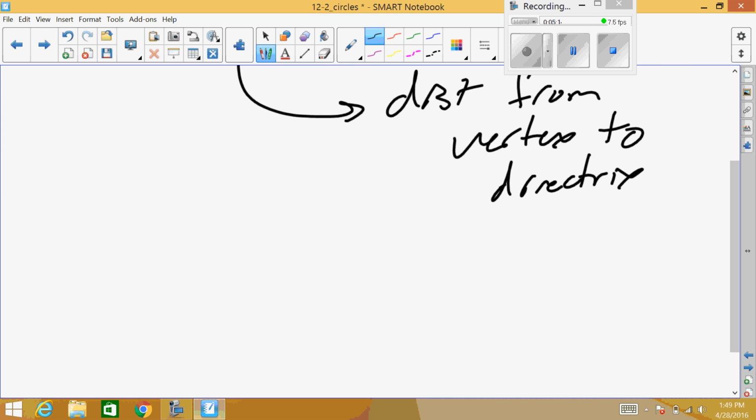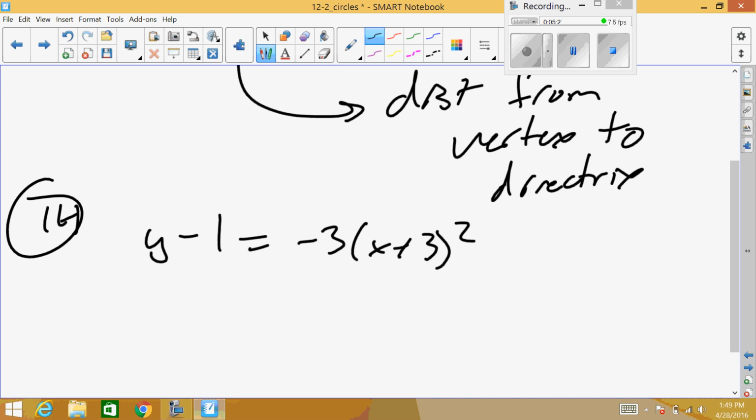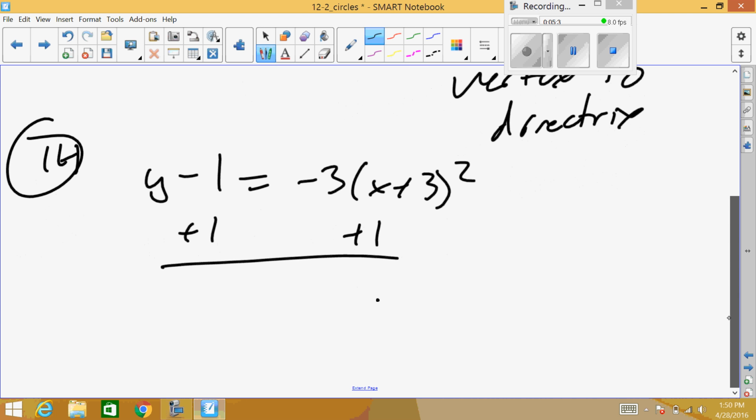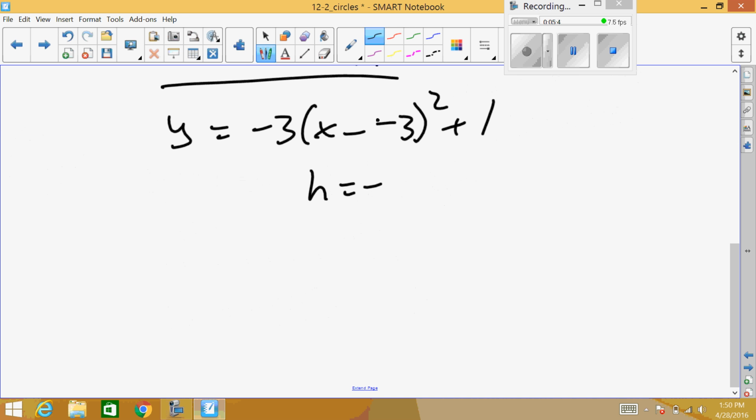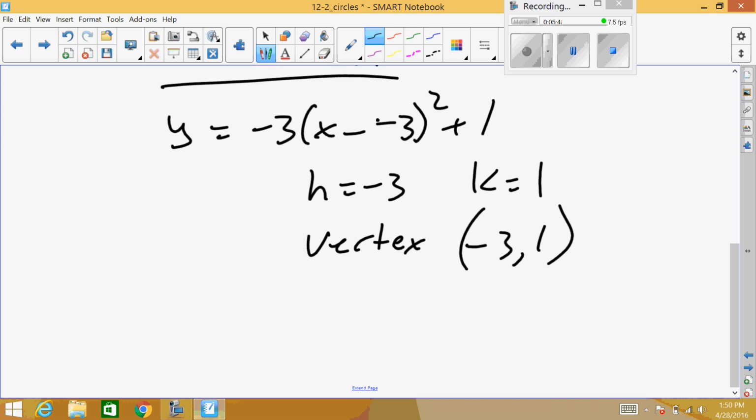I'm going to pull one off your assignment. Which one did I want to take a look at? I want to take a look at number 14, which was y minus 1 equals negative 3 times x plus 3 squared. And I'm going to rearrange that. I'm going to add 1 to both sides so that I can get it in my vertex form. Y equals negative 3 times x minus negative 3, I'm going to switch it up to plus 1. Tells me h is negative 3, k is 1. So I've got a vertex of negative 3 comma 1.